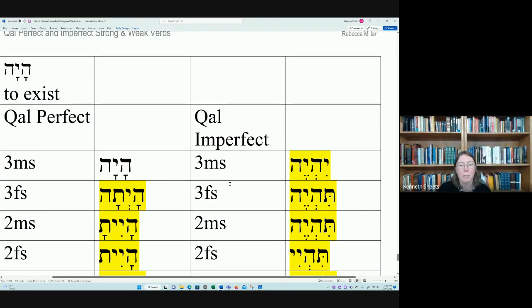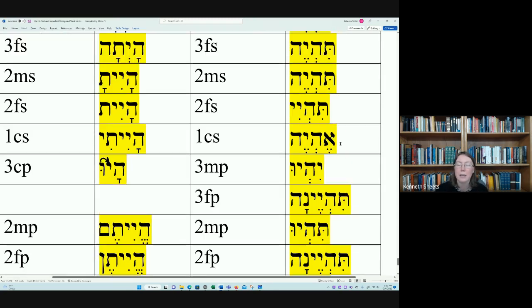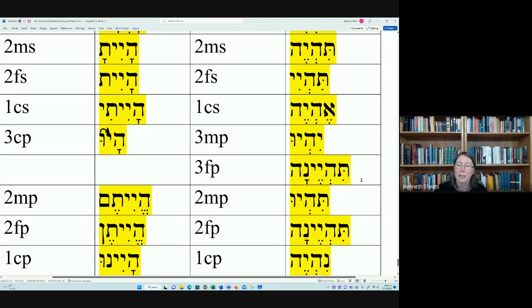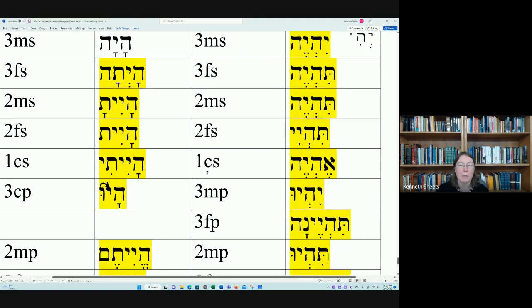Then you come on over here to the imperfect. So the qal imperfect, and you have yihya. You will also see this sometimes spelled as yihi as well. And that form actually occurs rather frequently. We see that rather frequently, especially in Genesis chapter 1. So you have yihya or yihi, tihya, tihi, ehya, yihu, and then this one is kind of interesting. So notice tihyena, and then you have tihu, tihyena, and nihya. And so those are going to be some forms there.